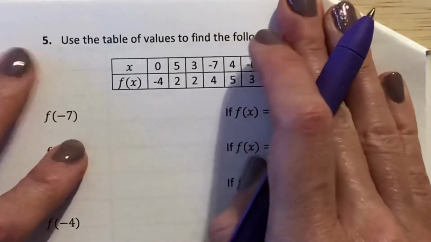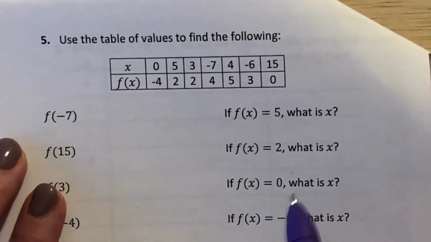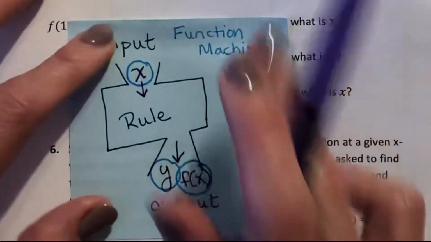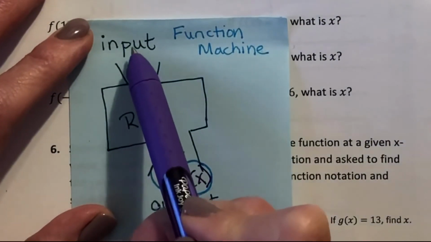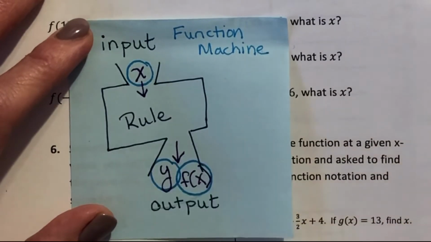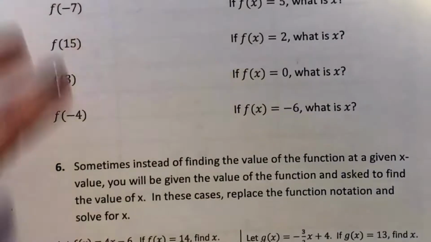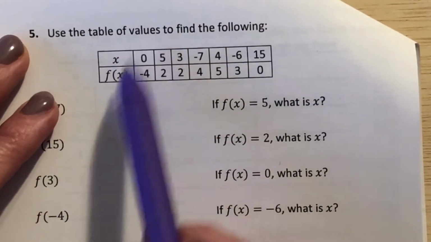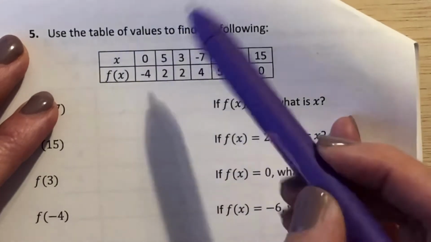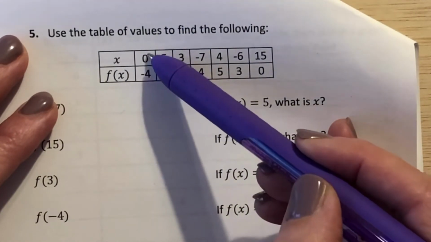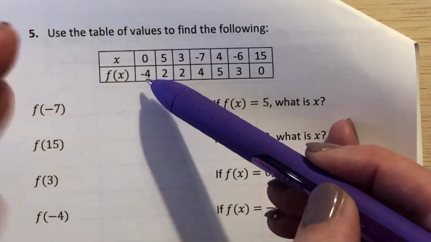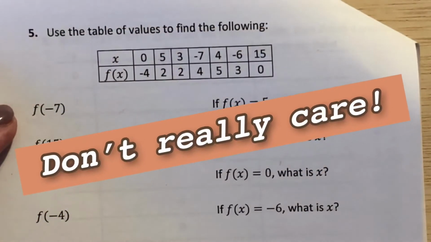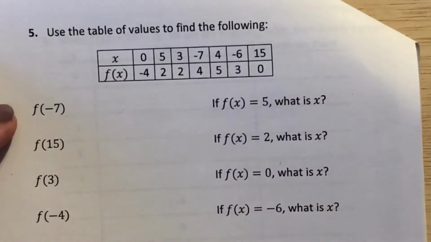Now, sometimes, like in the previous examples, we actually had the rule for our input-output machine. We knew what the rule was. We picked a couple practice inputs and tried to figure out their outputs. Now, sometimes we won't have the rule. So in example number 5, we have a table of values. I know that there's some sort of rule because I'm putting in an input x and out's coming my output, but I don't know what the rule is. But we can at least use this table to find the following.